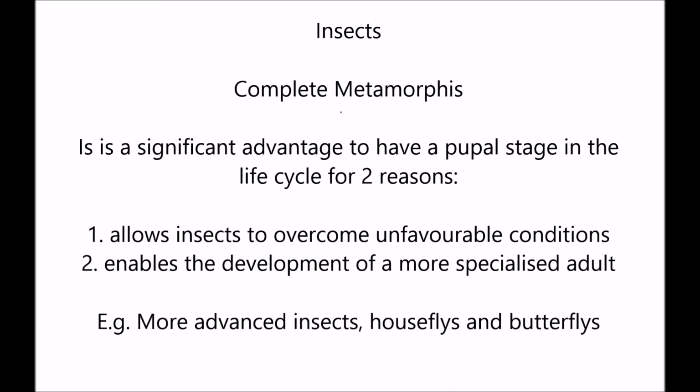It is a significant advantage to have a pupal stage in the life cycle of an insect for two reasons. The first reason is that it allows insects to overcome unfavourable conditions, and the second is that it enables the development of a more specialised adult.